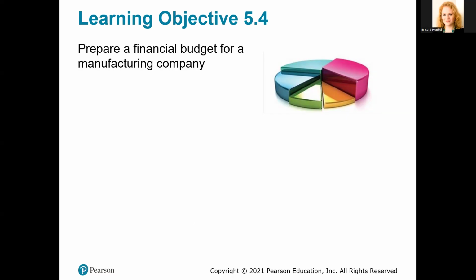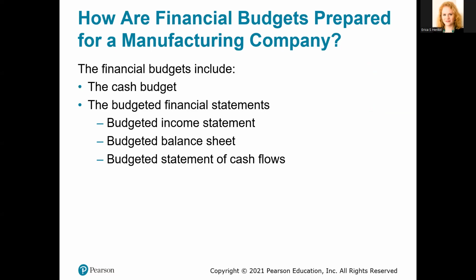So the financial portion of the budget includes the budgeted income statement, the balance sheet, and the budgeted statement of cash flows. Essentially, the cash budget walks through when you expect to have your cash come in and from where. And so it looks at things like delayed receipts of credit sales and things like that.